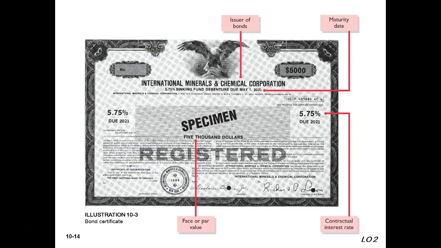Here's an example of what a bond looks like. And remember, the issuer of the bond is the company or governmental agency or municipality who is borrowing money. It provides a maturity date when it needs to be paid back, and it's for $5,000. Here's the contractual rate that we're going to use to calculate interest.